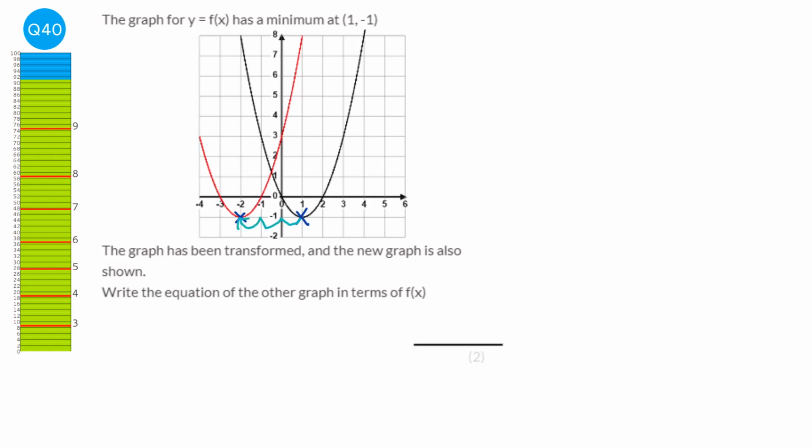Now it's tempting to think that the new function will be f(x minus 3). That would be what would be tempting to do, but when you're looking at transforming graphs along the x-axis, it's actually the opposite of what you think. So the actual answer is f(x plus 3). So this one would be wrong.